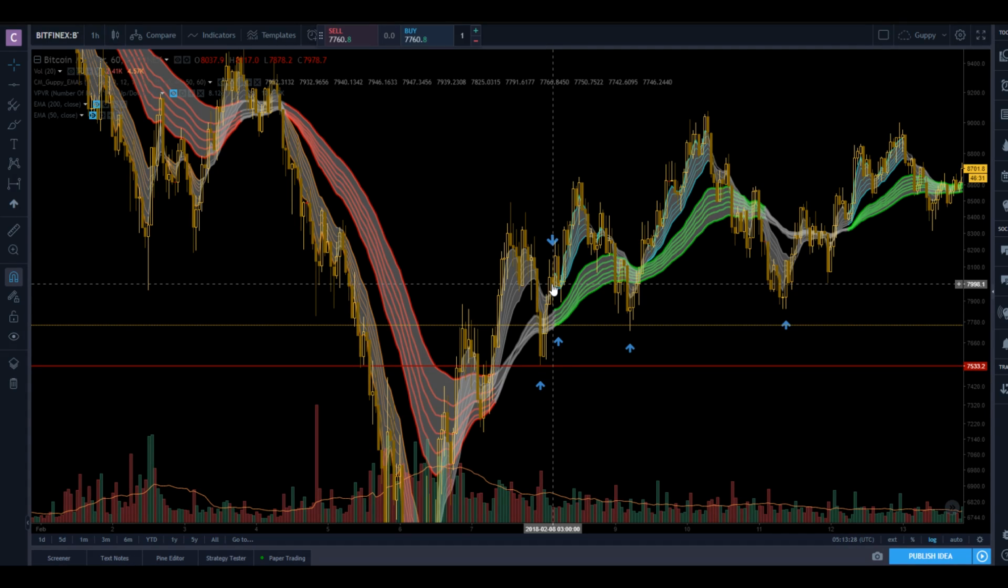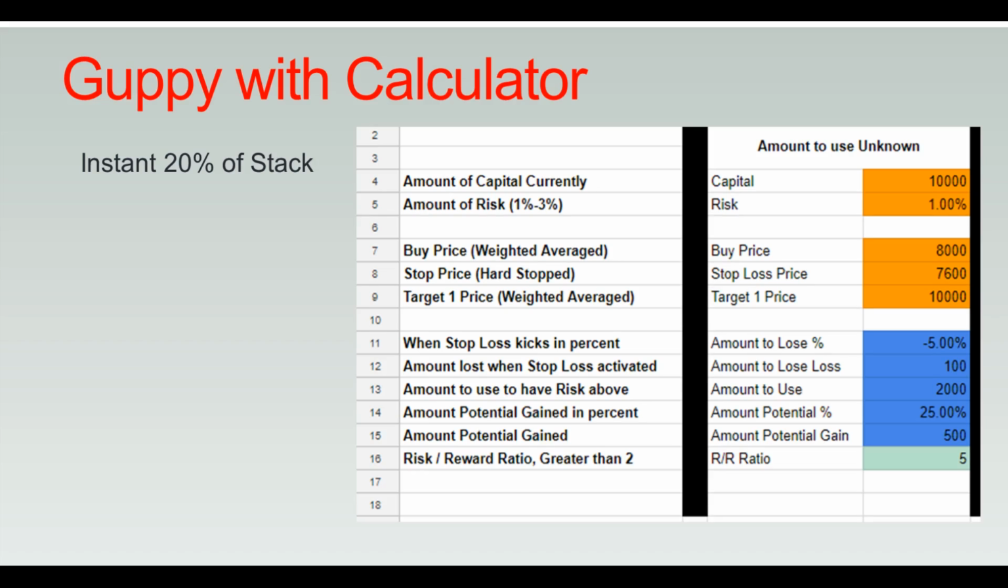So we'll put that into the calculator, and this is what it'll look like. So instantly 20% of the stack. So my capital over here is $10,000 that I have. I want to risk 1%, right? My buy price was around $8,000. I put 8,000 because it's a weighted average of that little buy that I had. So instantly 20%, $2,000 I stuck in. My stop loss is 7,600. We actually don't know our target price. So we're looking around 10,000.